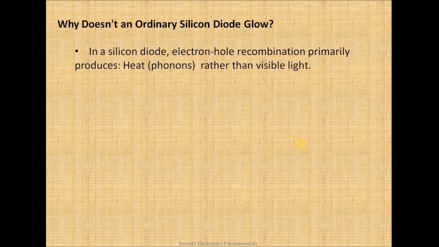Now a very important question is, why doesn't an ordinary silicon diode glow? The answer is, an ordinary silicon diode primarily emits the energy in the form of heat energy rather than photons. So it is very clearly seen that an ordinary diode, which is usually made up of silicon or germanium, emits the energy in the form of heat energy, or phonons.